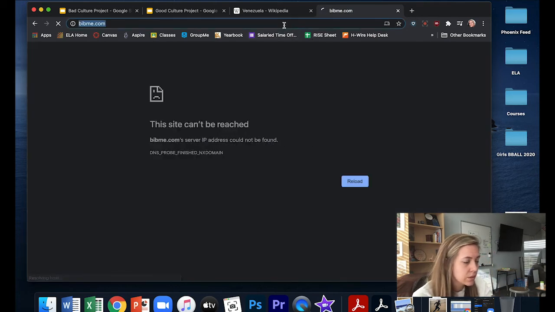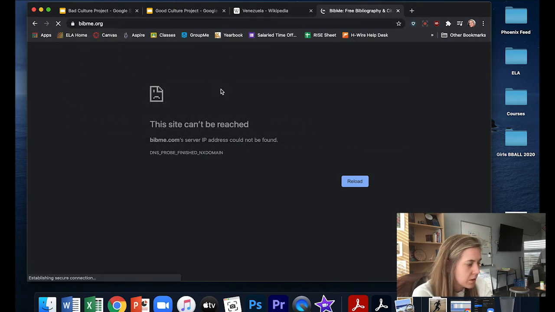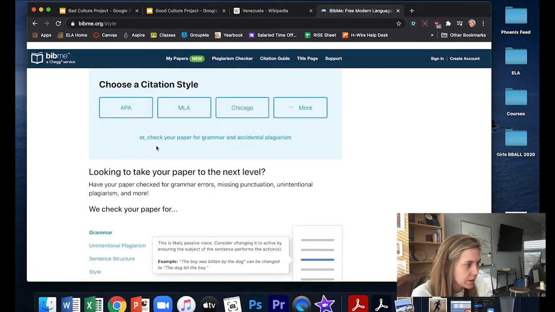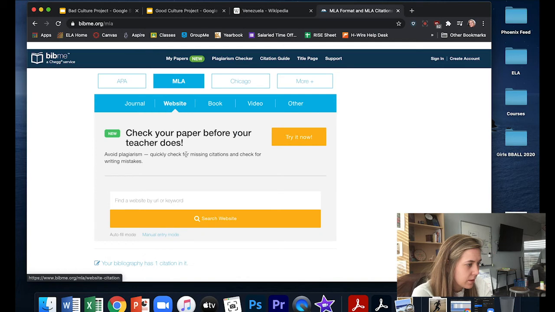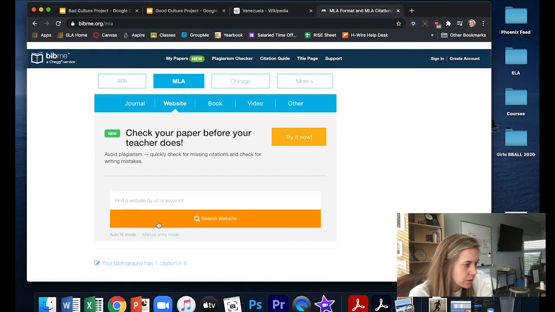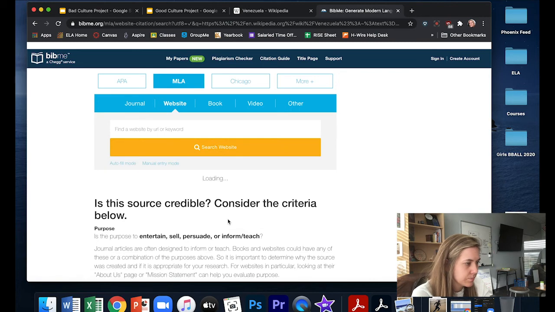If my internet's going to work, let's see. Oh, it's bibme.org. My apologies. Okay. So on this page, on bibme.org, you're going to click, I only want to create citations. You click MLA. And then you're going to take the website address. You do Control C or Command C, depending on what kind of computer you're using. You do Command V to paste it, or Control V, and we're going to search.